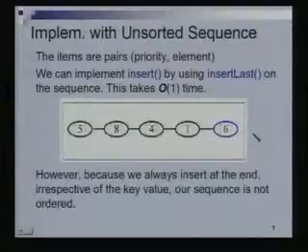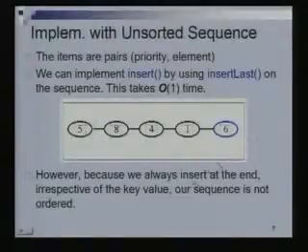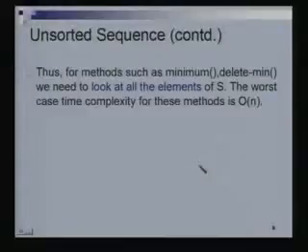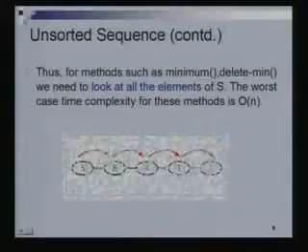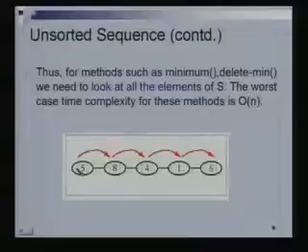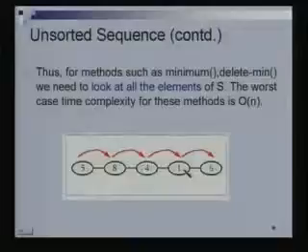But if we always insert at the end irrespective of the value of the priority, then our sequence is not ordered anymore. And since it is not ordered according to the priorities, we are going to have problems when we are trying to find the minimum or delete the minimum element, the element with the minimum priority, from this collection. In that case, we will have to look at all the elements of this sequence. For instance, to find the minimum, I would have to start from here and traverse the sequence till I reach the element with the minimum priority, which is, let's say, a 1 here.